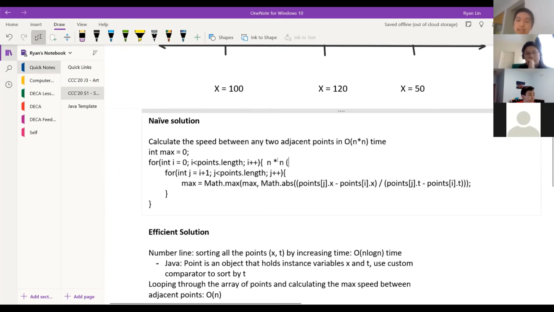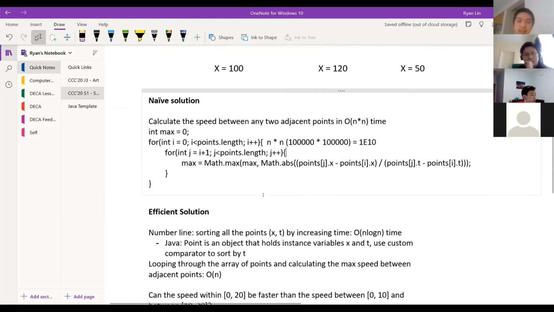And what is n? N is 100,000. So you get 100,000 times 100,000. This for loop is going to run around 10 to the 10 times, right? Whoa, it actually calculates it for me. And that is going to TLE. It's going to run out of time.